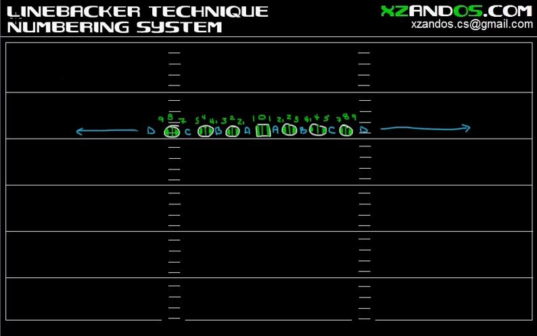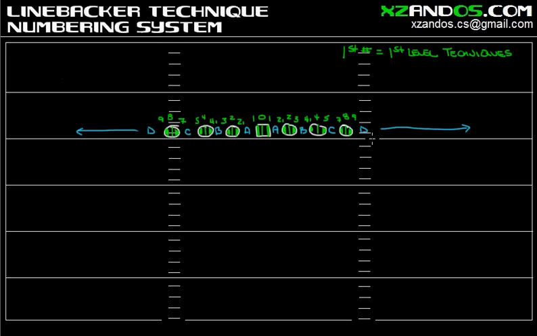When we are talking about the linebacker technique numbering system, let's start talking about rules. The first number in the numbering system equals first level techniques. First level techniques. And so you can see I am color coding first level techniques with all first level techniques that we have on the diagram here.